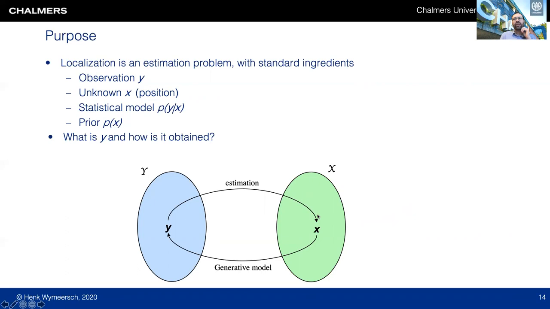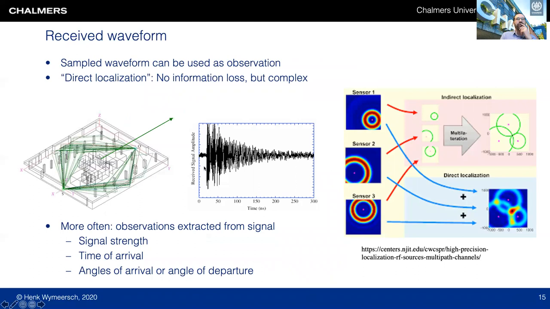This figure shows the space of observations and the space of locations, and there's a relationship between the two. From Y to X is called estimation, from X to Y is the generative model. So what are different observations that you can think of? The first naive observation would be, let's just take the entire waveform. That's our observation. This relates somehow to the position, and we use this for our estimation.